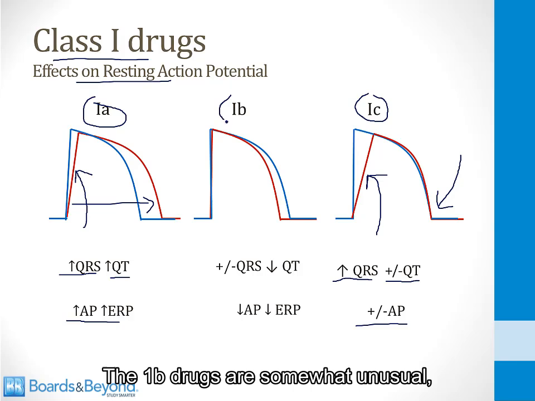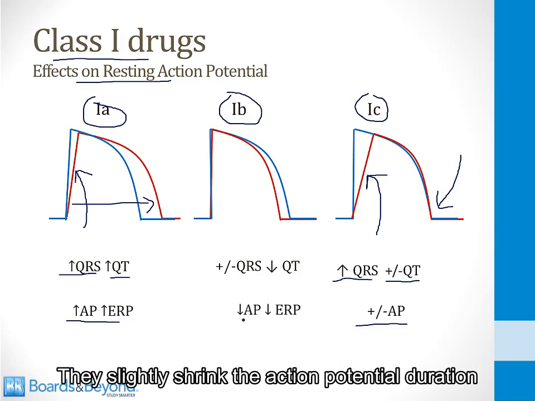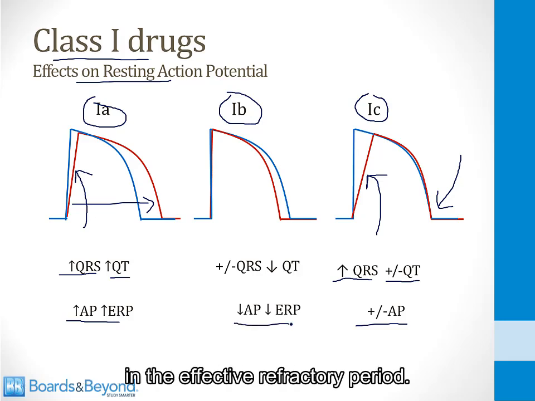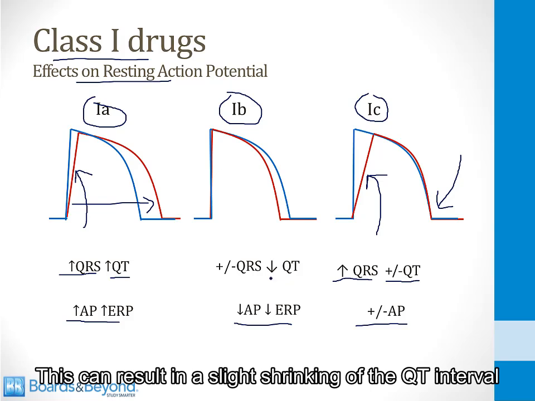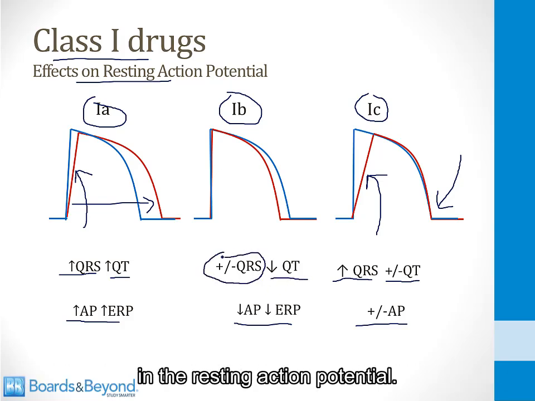The 1B drugs are somewhat unusual. We'll talk about them in a few slides. They slightly shrink the action potential duration and the effective refractory period. This can result in a slight shrinking of the QT interval, and they have no significant effect on the QRS complex in the resting action potential.